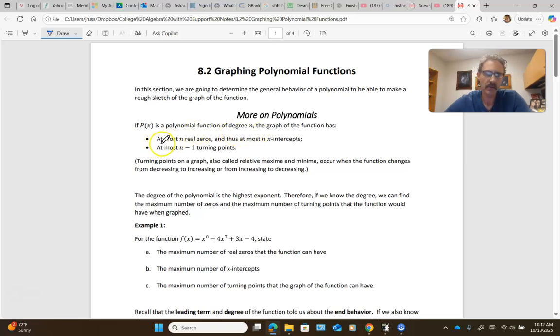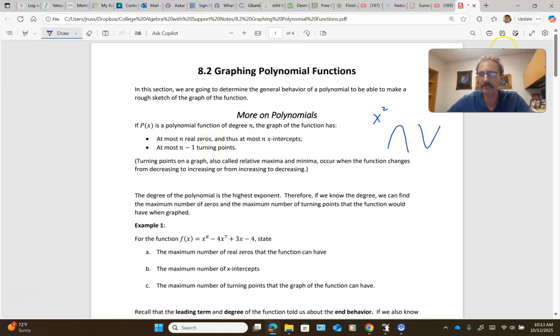And then the second bullet point says a polynomial of degree n can have at most n minus 1 turning points. So think about this. Our basic quadratic function, x squared, any sort of quadratic function is always a parabola, right? Depending on the orientation of it. Well, how many turning points does a parabola have? It just has 1, because it has either a maximum or a minimum. And if it's a quadratic function, the degree is 2, and 2 minus 1 is 1, so it can have at most 1 turning point.